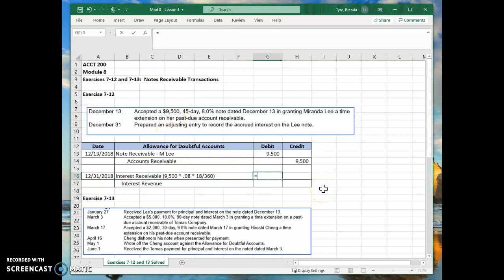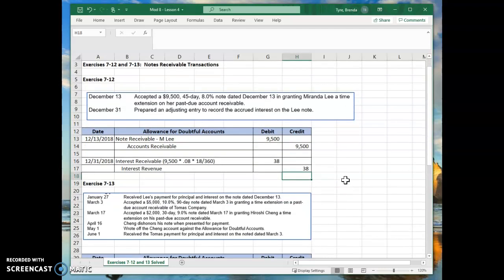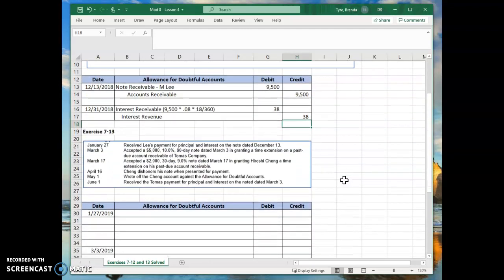So I'll go over here and I'm going to do that in my Excel worksheet. Times, oops, not divide, let's multiply, times 18 divided by 360. There we go, we've got $38. And I'm just going to reference that same cell for my revenue because I know it needs to be the same. That's all that we do for the exercise 712 in the year 2018.